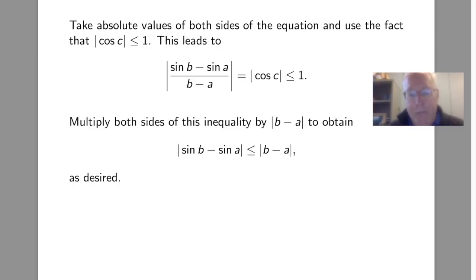gives us that the sine of a minus the sine of b in absolute value is no bigger than the absolute value of b minus a. And there's the desired inequality.